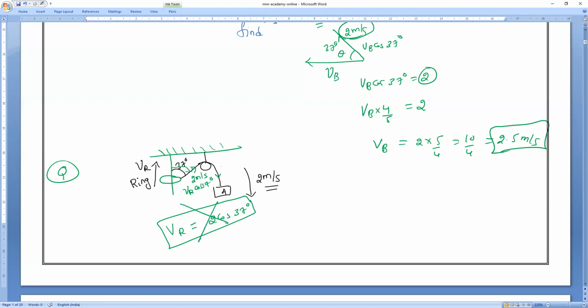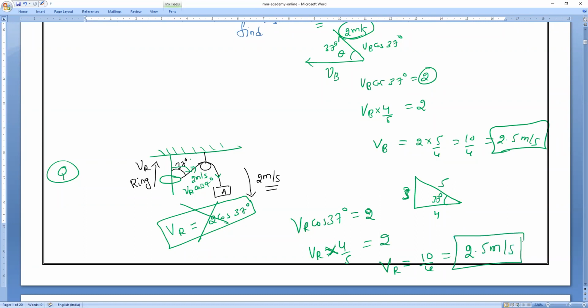If you see that same string, so same speed, 2 meters per second. As theta is 37 degrees, again the same triangle will apply. So theta is equal to 37. Here what will come? 4 and here 3 and as well as 5. So I can say VR cos 37 is equal to how much? 2. And from that, VR is equal to, cos 37 value how much? Just now we have done. Cos 37 value is 4 by 5. 4 by 5 is equal to 2. So the velocity of the ring is equal to 10 by 4, which is equal to how much, guys? Again, fast. Respond. The velocity of the ring is 2.5 meters per second in the upward direction.